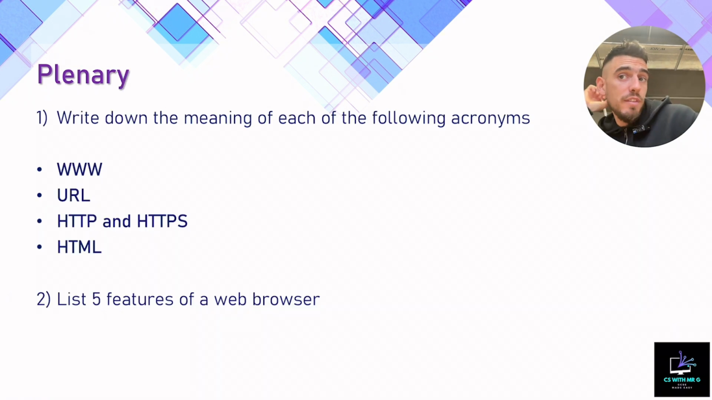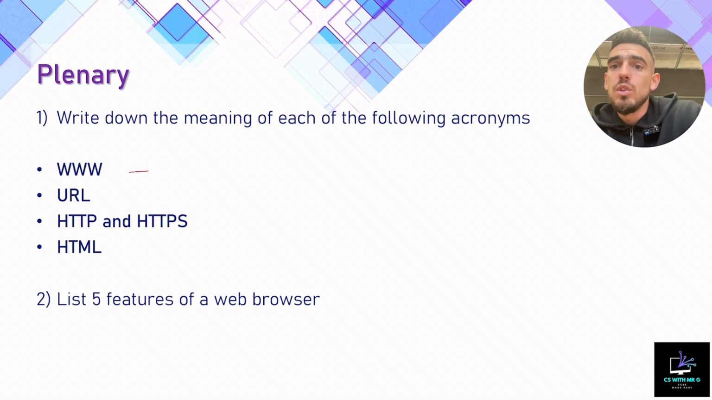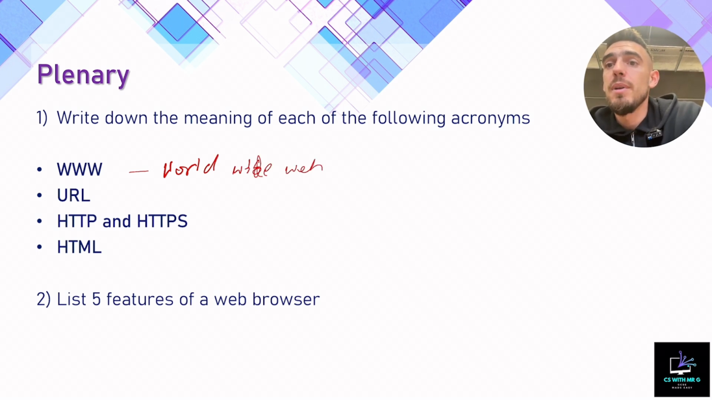And then just to finish us off, we're going to write down the meanings of each of these acronyms and then list 5 features of a web browser. So first one, WWW, was World Wide Web, and this was the software, World Wide Web. This was everything that we do and see on the internet. A web browser, a website, okay, the World Wide Web is all the software that we access through the internet.